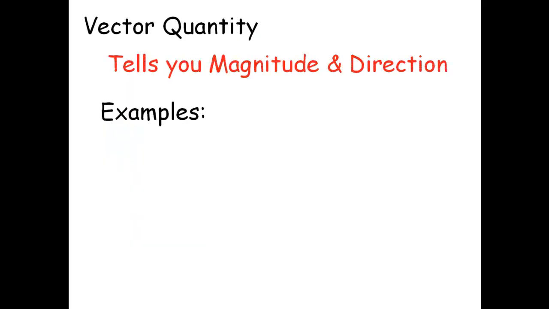Now, what is a vector quantity? Basically, a nice fancy word for amount is magnitude. So what a vector does is it tells you an amount, or in other words, a magnitude, plus a direction. This is not to be confused with another type of quantity called a scalar.